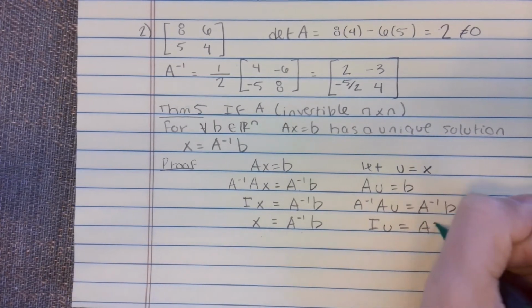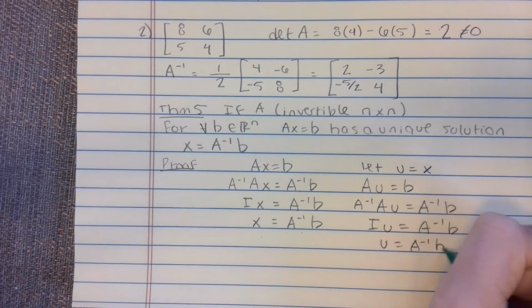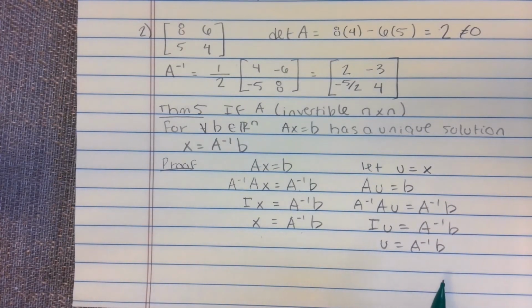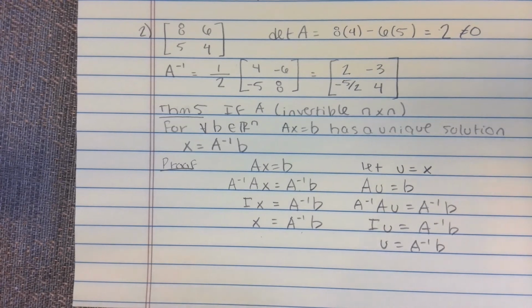Okay, well, u equals A inverse B. I get the same thing. So there is a unique solution, regardless of whether I said it was this one or some other thing. This is our only way to get there. Our only solution is by multiplying B by the inverse of A.